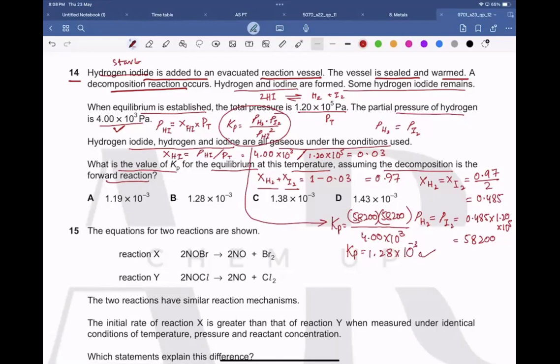So B is the correct answer. A, C, and D go wrong. Is this clear to all of you? Yes, Adina, Dua, and Mariam.